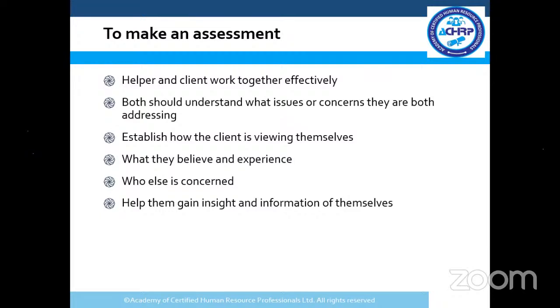You might be working with something different and the client is working with something different. You need also to establish how these clients are viewing themselves. Remember, you're doing an assessment and this is under exploration. You care about their issues. How are they seeing themselves? Are they looking at themselves as victims? Are they looking like they are so helpless, so hopeless when they are sharing this? Also, look at what their belief is, what their experience is, and who else is concerned with the issues they're sharing in that session.